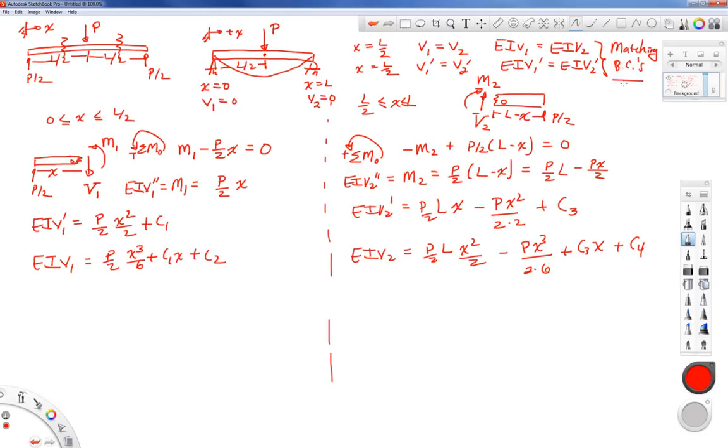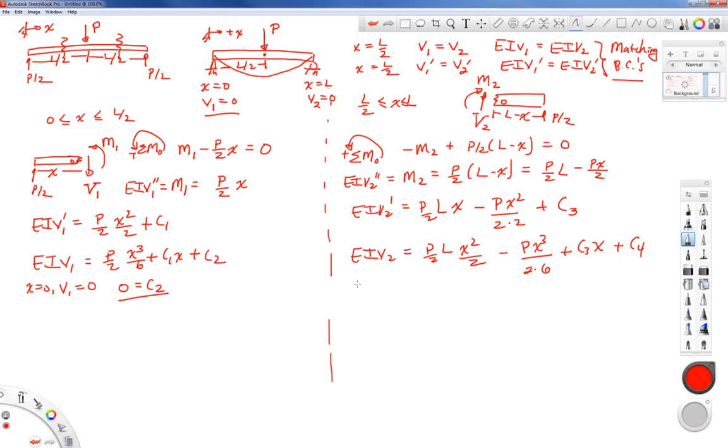So let's plug in some of our boundary conditions. We'll see what we can fit on this page. Over here in region 1, I have x equal to 0 and V1 is equal to 0. That means I can plug that into this equation. Put in 0 for V1, put in 0 for x. That tells me that C2 is equal to 0.